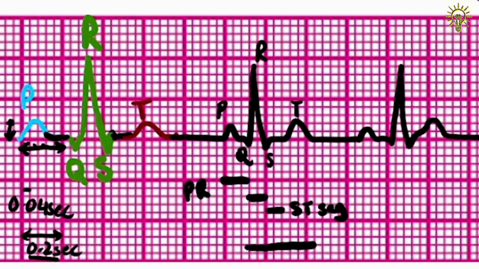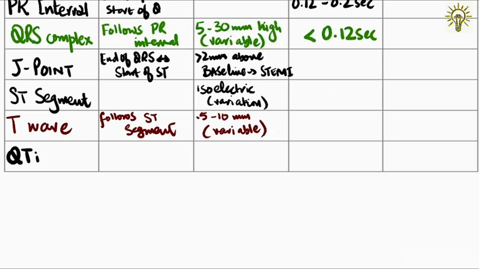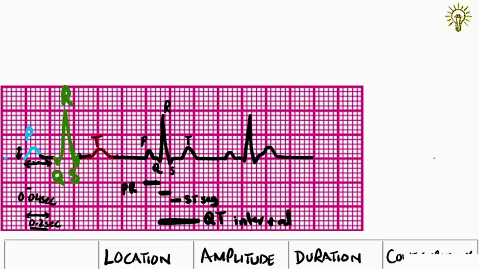Last but not the least is the QT interval, beginning from Q till the end of T. This interval represents the time of ventricular depolarization and repolarization. Its normal variation should be less than 0.44 seconds or less than half the distance between successive RR waves. This time equals almost 11 small boxes, where each small box is 0.04 seconds. So you can see 1, 2, 3, 4, 5, 6, 7, 8, 9, 10 and 11 small boxes.